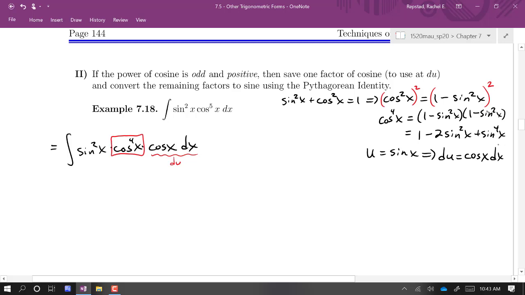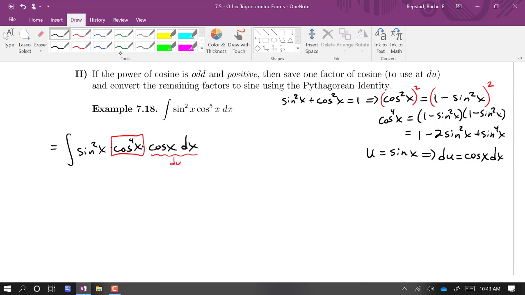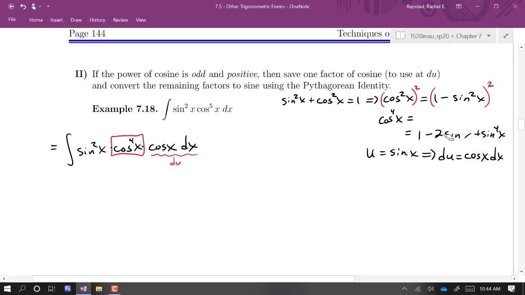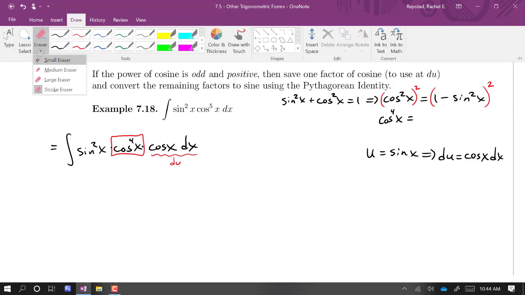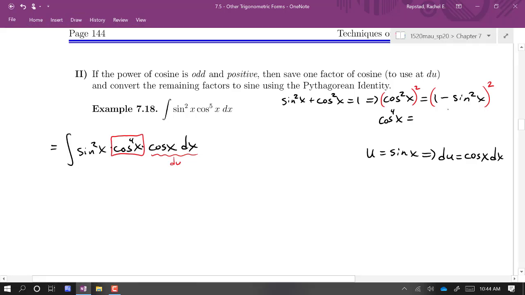And in fact, bear with me, I could keep going with this, doing the algebra with the trig functions, but there's also another option here. I'm just going to show you how slick this can be. So cosine to the fourth is 1 minus sine squared x, squared, right? And I'm going to just plug that in right now.